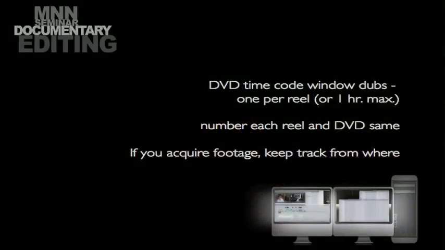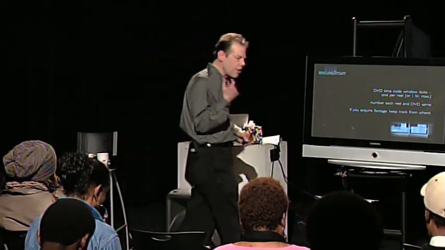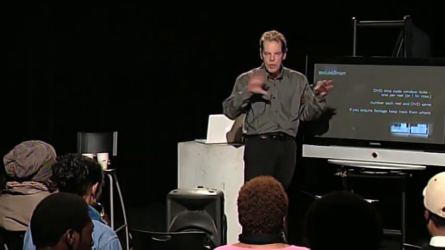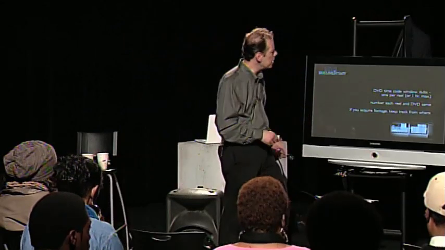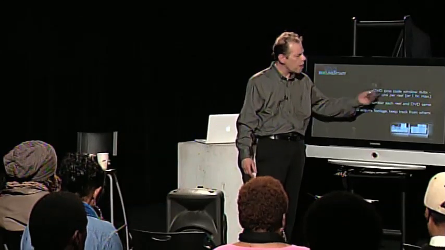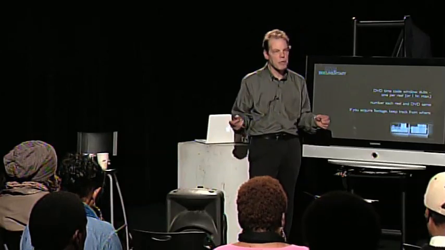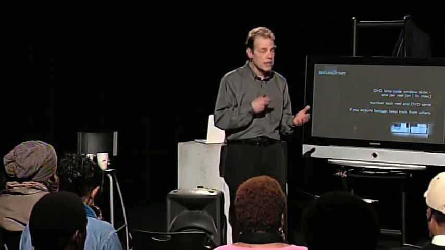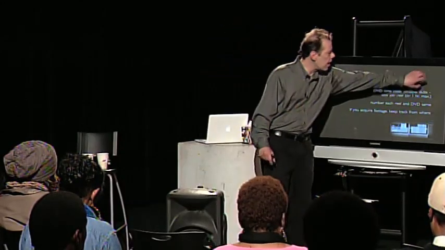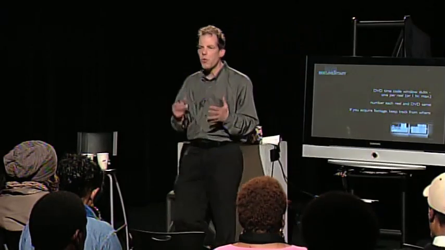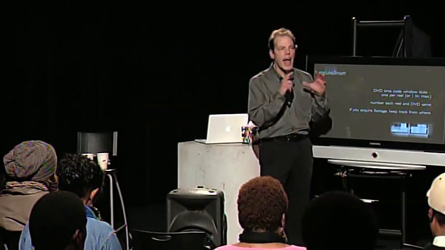Now, with reels of tape it's easy. With files that you have on a hard drive, it's going to be a little more difficult. You have to work out a system. But basically, you make one DVD with a time code window. That is a DVD copy of your raw tape or your raw file, but it has the time code displayed on the DVD, which you normally don't see off the tape. And you don't want that time code window in the corner of the screen for the finished documentary. But your reference copy on DVD has the time code on it.